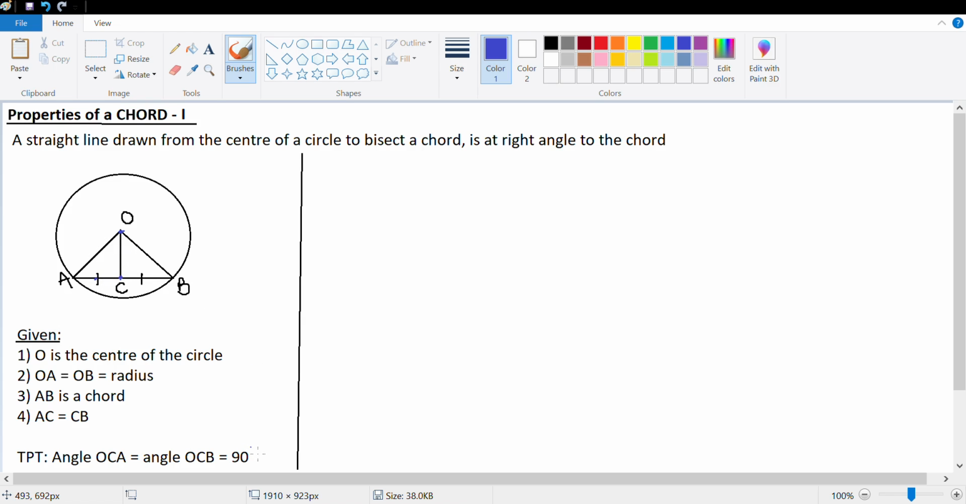So that's basically it. Which means, and this proof is in your syllabus, so it could be asked in your exam, not for this year's board exam, but it could be asked in your exam. So this is a part of your syllabus. So let's look at this.